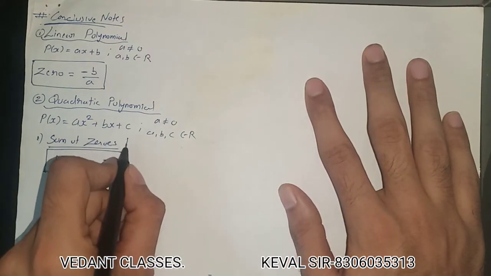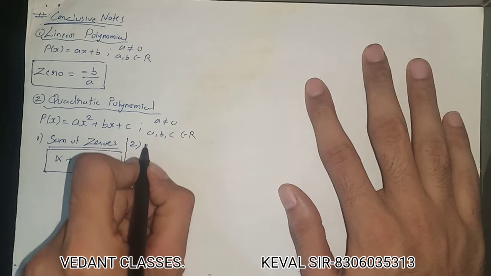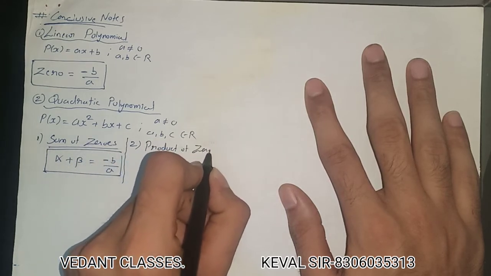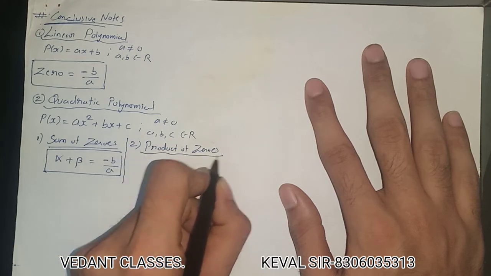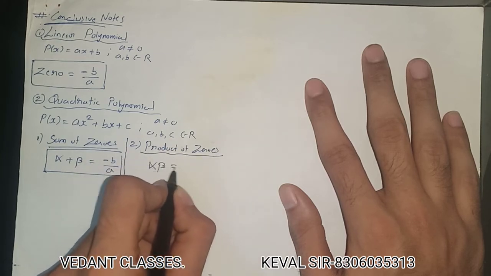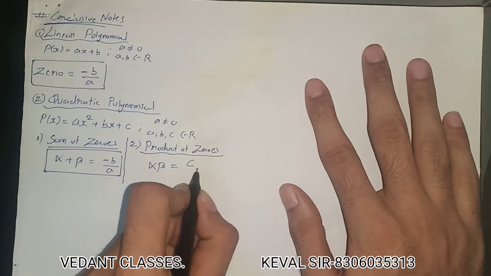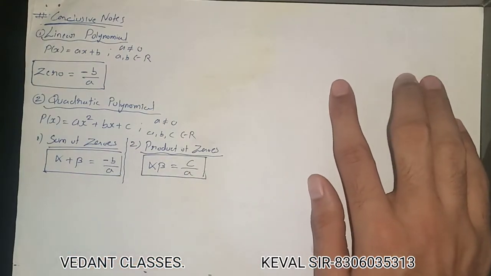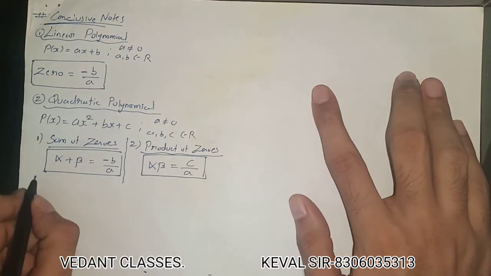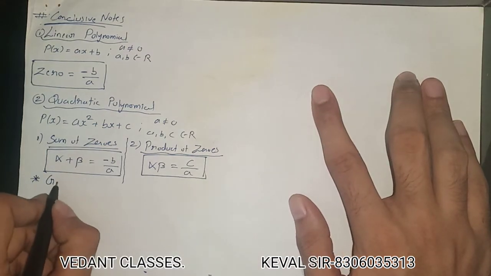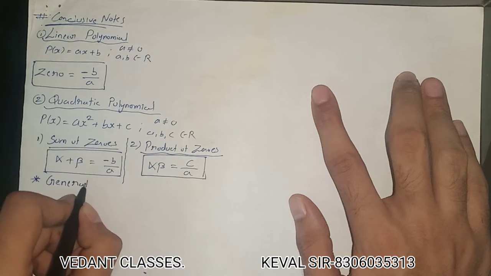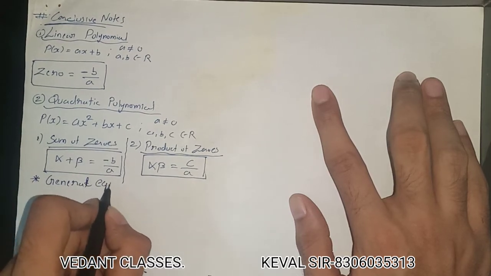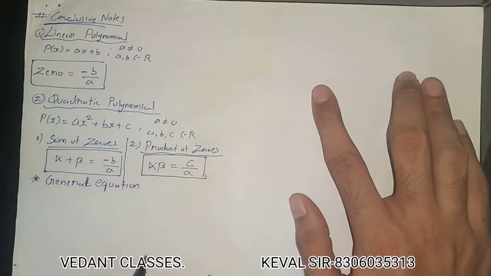Okay, the second thing is the product of zeros. What is the product of zeros? That is alpha into beta, and that will be equal to c by a. So this product of zeros you need to remember. Also remember the general equation, that will be helpful for you to solve the short questions.